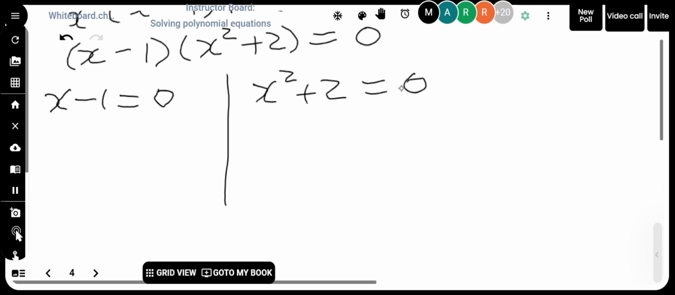Right? So, x minus 1 clearly means that x is equal to 1. I don't think anybody needs me to spend any more time on that. But how do you solve x squared plus 2 equals 0? Well, the first thing you might try is this. X squared is equal to minus 2. Right? Put that thing on the other side.